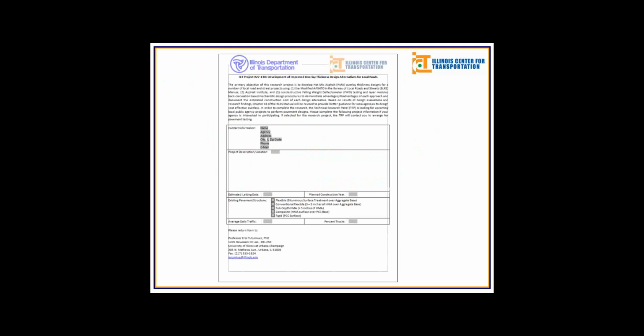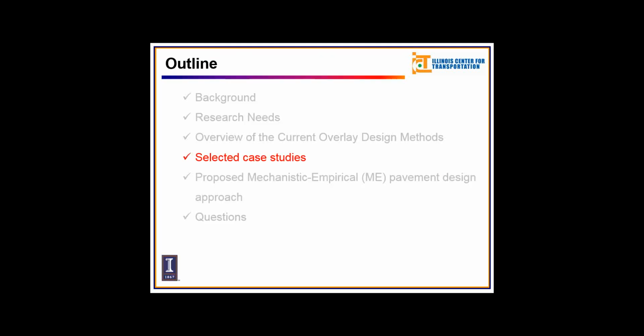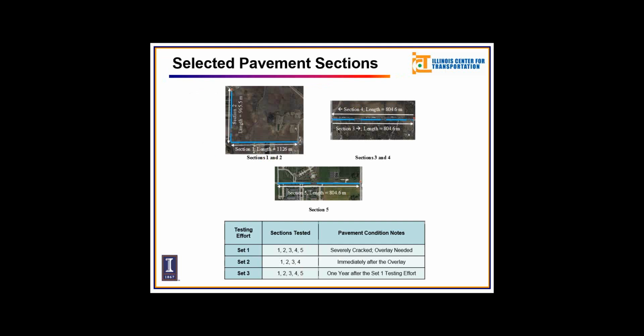these roads were showing some kind of distresses and were in need of rehabilitation. And then we went out and we covered, at least I think we went to 6 counties in Illinois, and we covered more than 20 locations. But in this presentation, I'm going to only show you 5 sections which were located in 2 counties in Illinois.